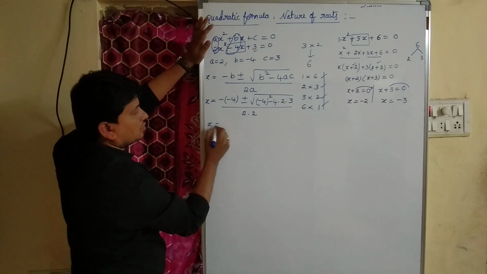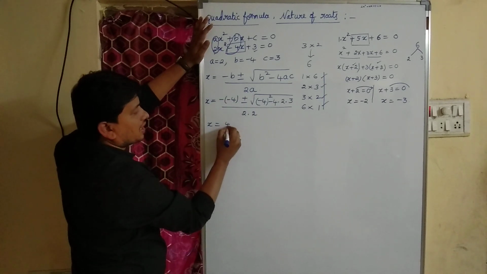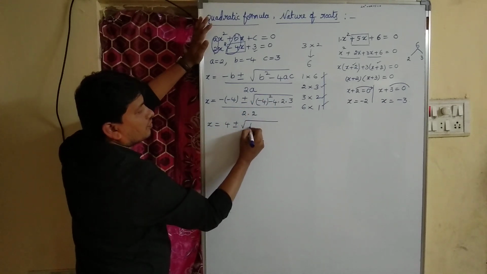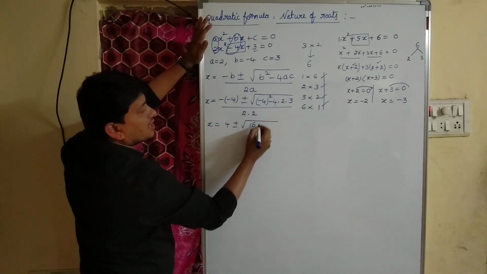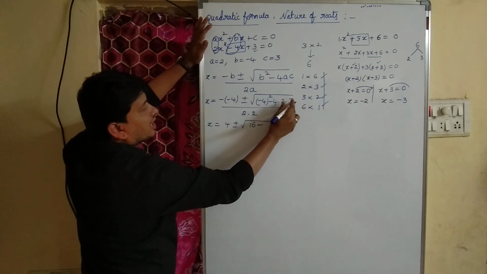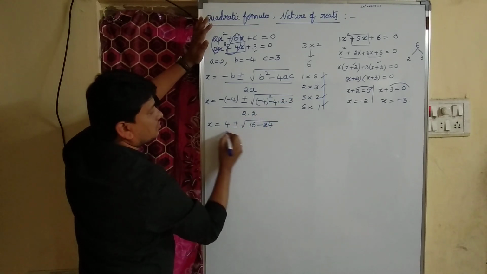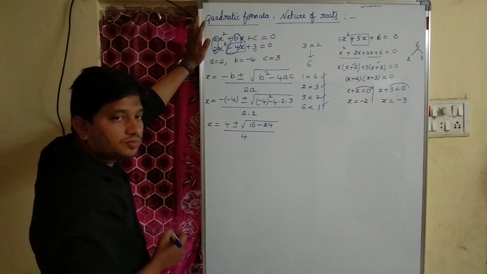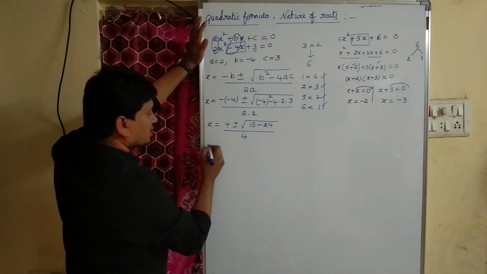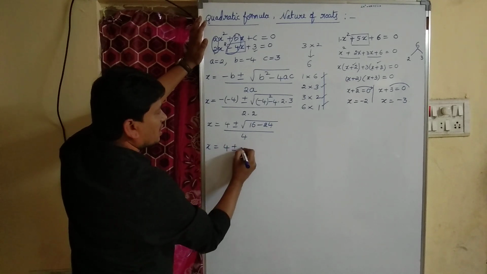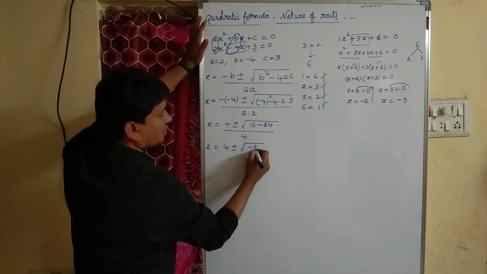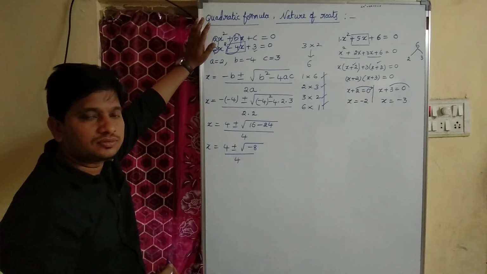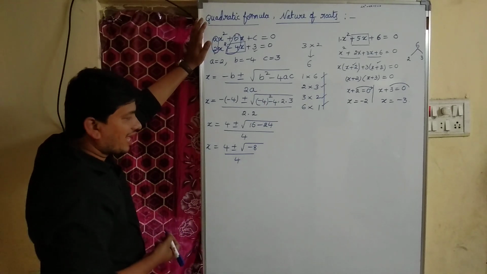Right? So x equal to minus into minus plus or minus 4 square. 4 4 is 16 minus 4 2 is 8, 8 3 is 24 divided by 2 into 2, 2 2 is 4. So x equal to 4 plus or minus 16 minus 24, that is minus 8 by 4. See, children.